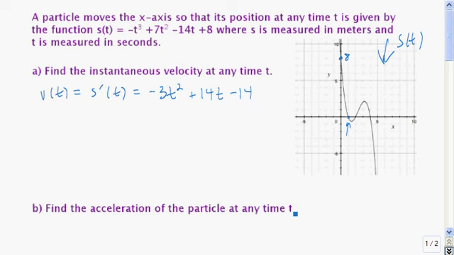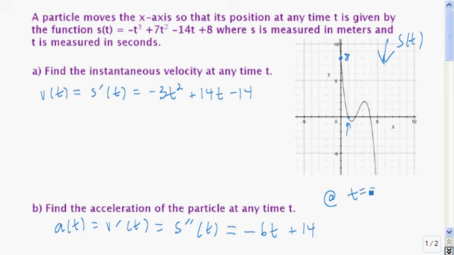Okay, the acceleration of the particle at any time t is simply the derivative of the velocity, which we can also write as the second derivative of position. So that's going to be the derivative of negative 3t squared, which is negative 6t, plus the derivative of 14t, which is 14, plus the derivative of negative 14, which is 0. So the acceleration at any time t is given by negative 6t plus 14. For example, at t equals 0, the acceleration is negative 6 times 0 plus 14, which is just 14 meters per second squared.